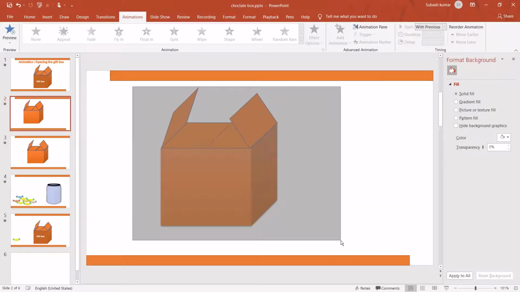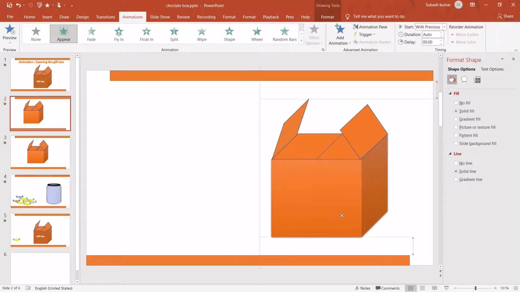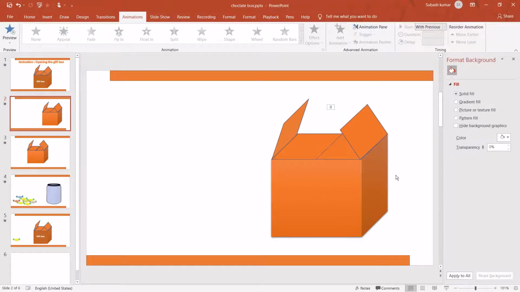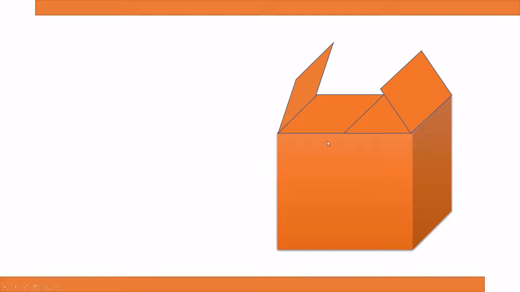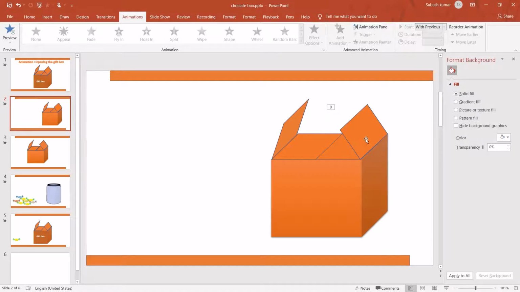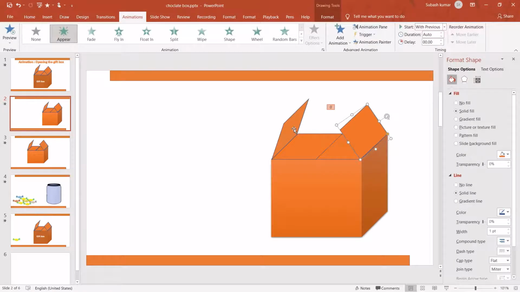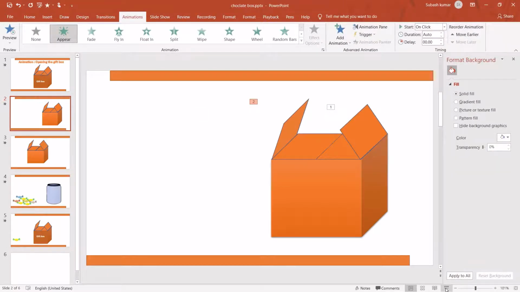Now let's animate this. When we present this slide, initially I should get the closed box. So what I am going to do is give some animation to this top cover: appear, on click. So now you can see only the closed box when we put it in present mode.